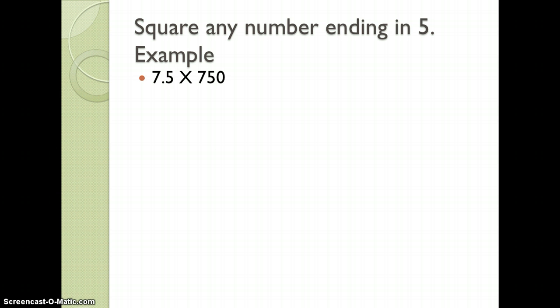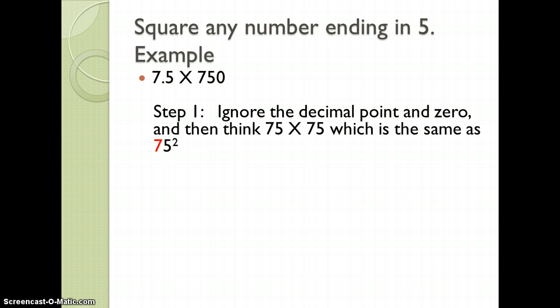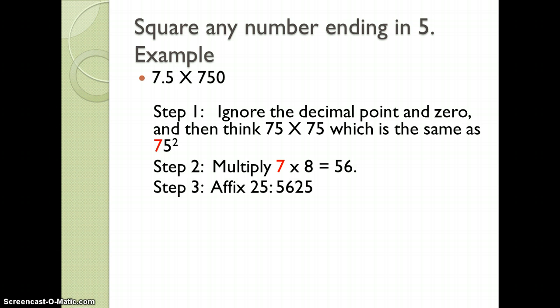Now looking at this next example, we see we have a decimal and a 0. We can still think of this as 75 times 75 or 75 squared, but first we need to ignore the decimal point and the 0 and then think 75 times 75, which is the same, we know, as 75 squared. So our original step 1 now becomes step 2, and we're going to take 7 times 8, which is 56. Again, taking the first number, multiplying it by the next thing in line, giving us 56. Step 3, affix 25 to the end, so 5,625.